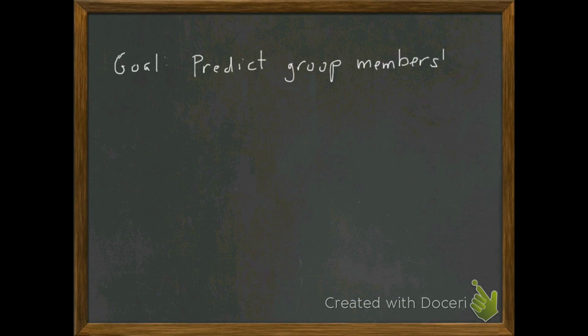And I hope you understand what I mean by that. Group membership would be either evacuate or not evacuate, live or die, fail or succeed, complete your degree or not complete your degree. Another way of thinking of this is we want to predict probability.